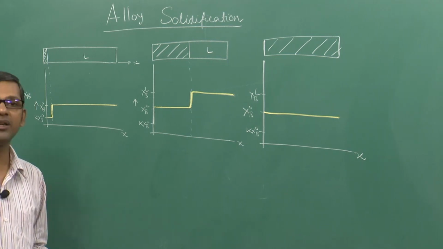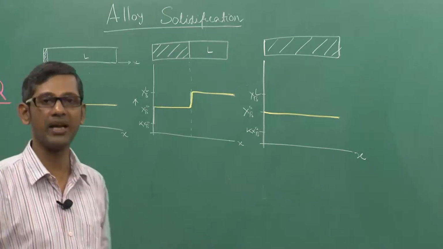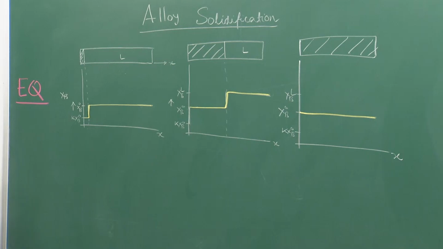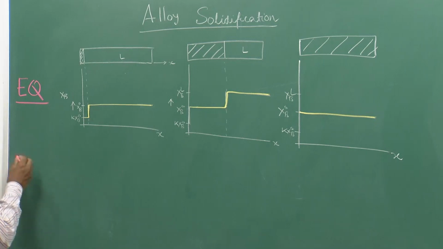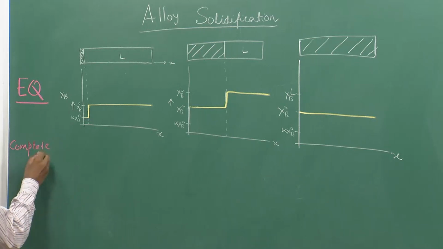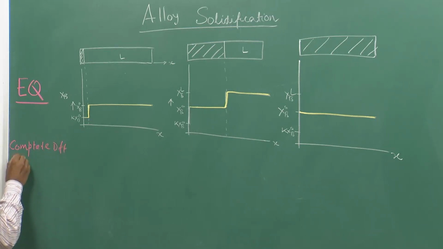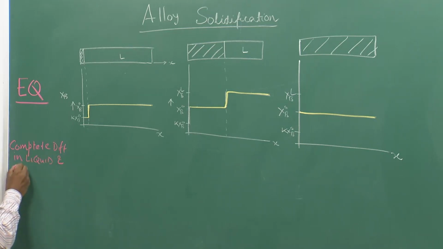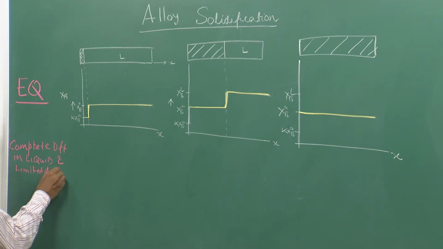Now, as you know, equilibrium condition is like an ideal condition, it never prevails in actual experimental conditions. So, we have to think how far we can go away from the equilibrium. So, one such situation is complete diffusion in liquid, but limited diffusion in solid. We are going to deal with that.